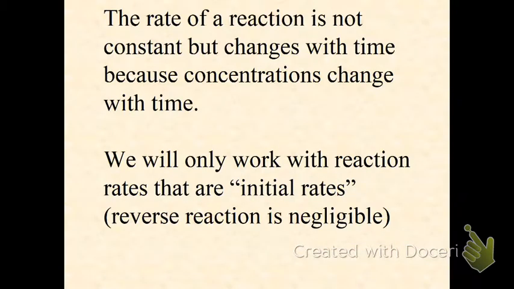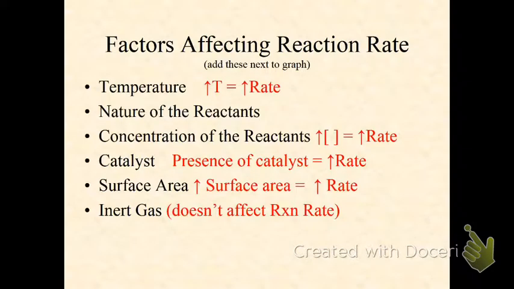The rate of the reaction is not constant, obviously, it's changing with time, but because that makes it difficult for our calculations, we're actually going to only be working with initial rates, so like at the beginning of the reaction. And we're going to assume that the reverse reaction is negligible for our initial rates. Okay? So, factors affecting the reaction rate.